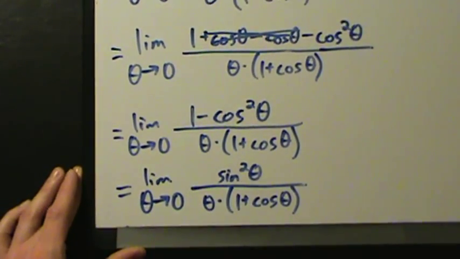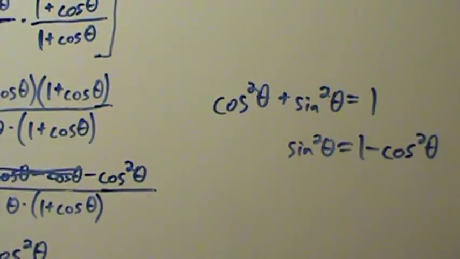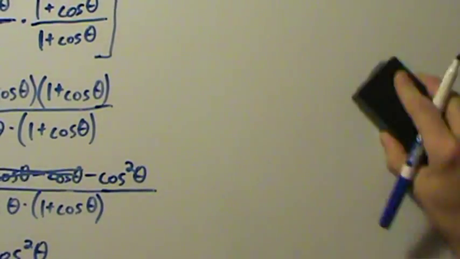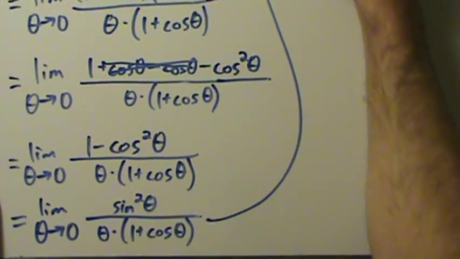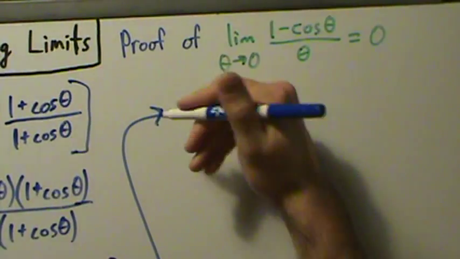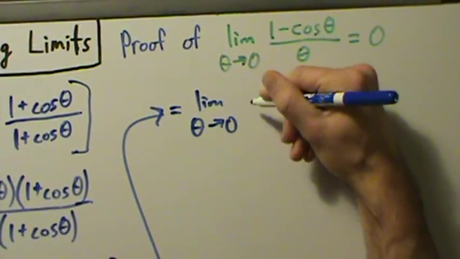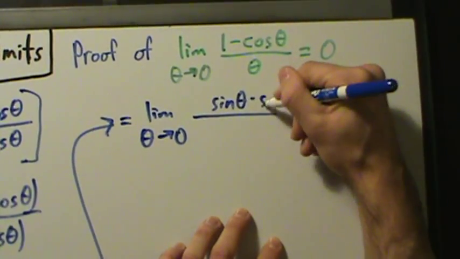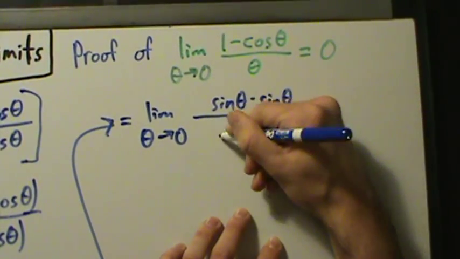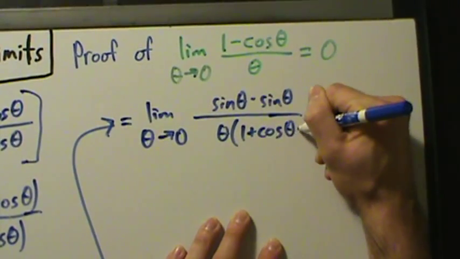Now what we want to do is take this expression here and split it up. So let's get rid of this and come up here, and we'll rewrite that just so we can see it. The limit as theta goes to 0 of sine squared of theta, which I'll rewrite as sine of theta times sine of theta, and then we're still dividing by theta times 1 plus cosine theta.